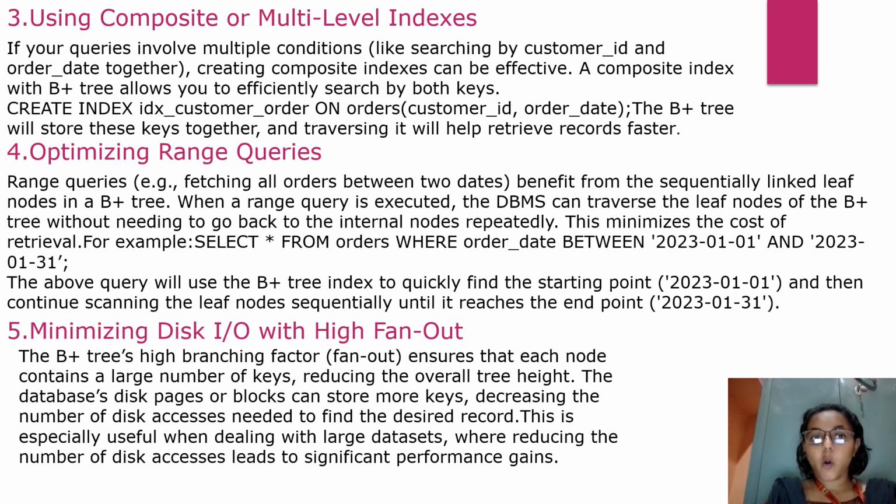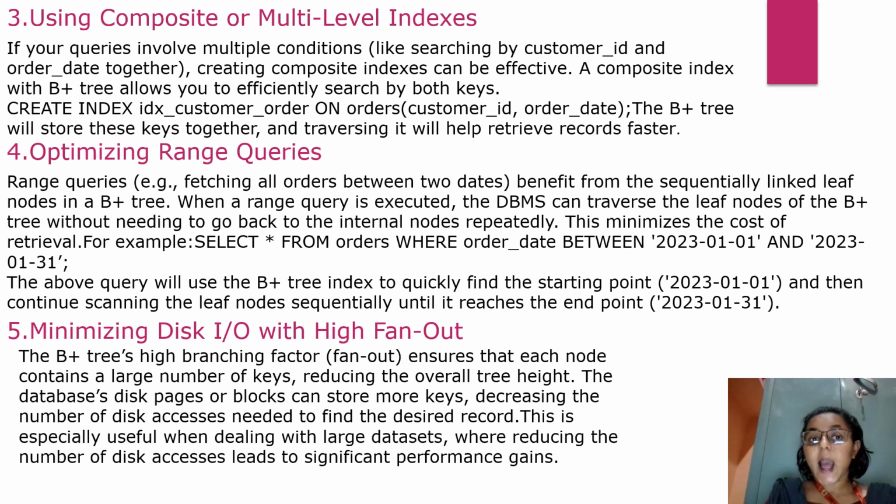If queries involve multiple conditions, like searching by customer ID and order date, at that time we use composite or multi-level indexes. Creating composite indexes can be effective. A composite index with a B plus tree allows you to efficiently search by both keys. B plus trees allow efficiency while creating composite indexes or multi-level indexes.